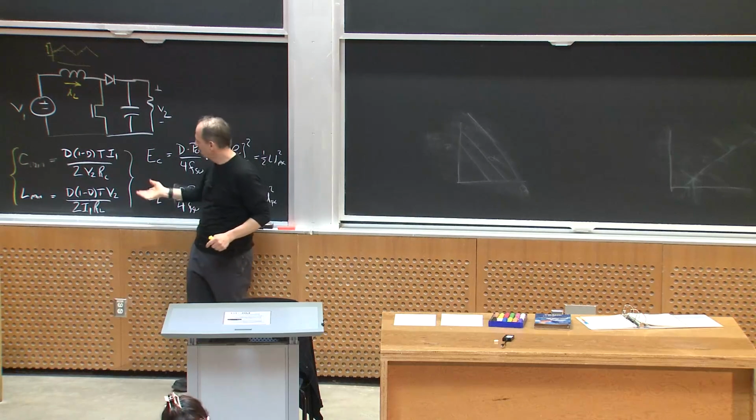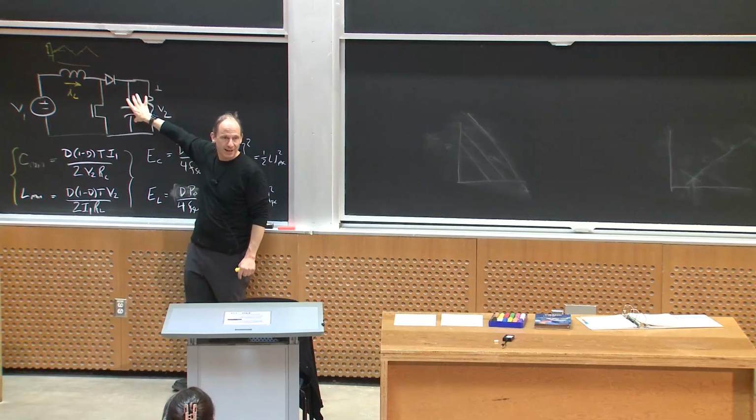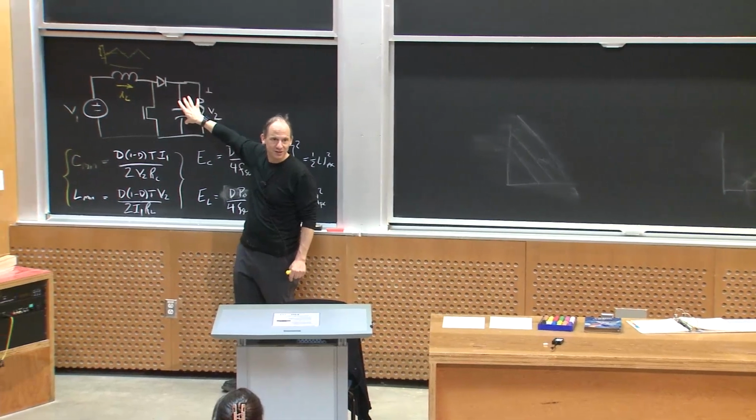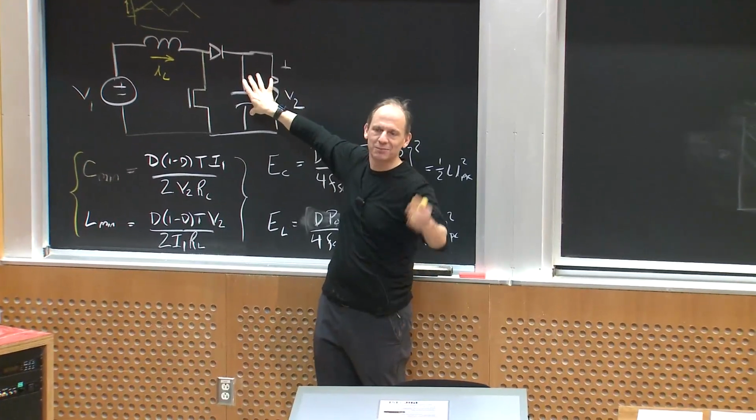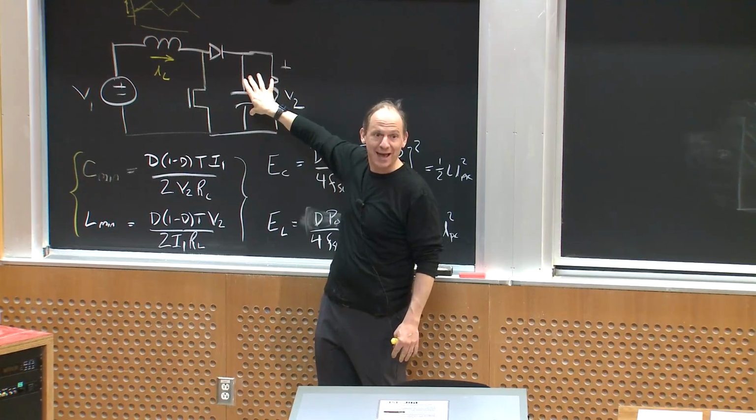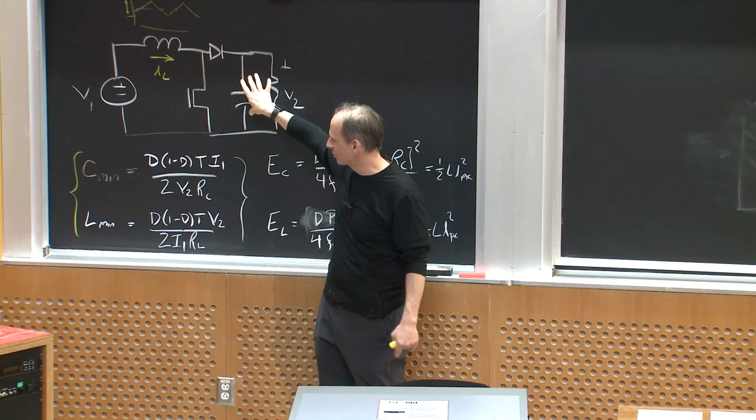Typically, in this example, you're not usually allowed very much ripple ratio on the capacitor, right? Because if you want a DC output voltage, you can't have 10% ripple in your output voltage. That would usually be bad, right? So maybe that's 1% or something. It depends on your specifications.